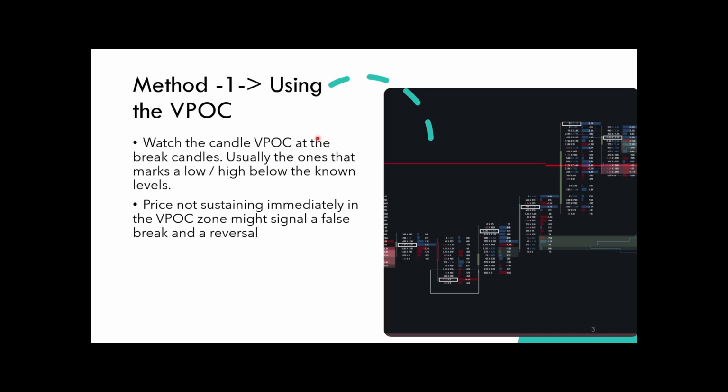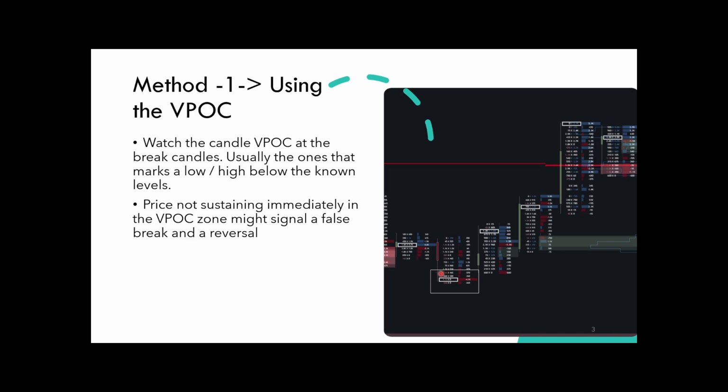Now in this case, what we are trying to do is watch the candle VPOC at the break of the breakaway candle. Here, this is my breakaway candle, which has broken below the candle lows. Once we have this breakaway candle, I watch the VPOC of this candle. In this case, the VPOC is marked. The software will do the marking for you, so you just have to enable it.